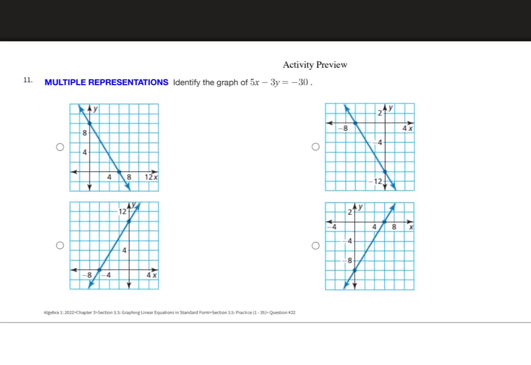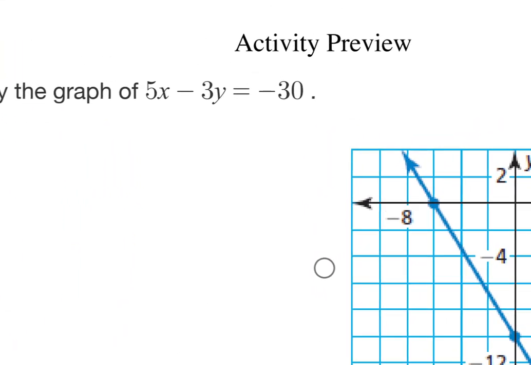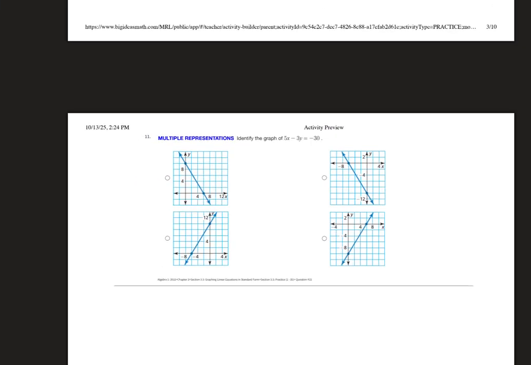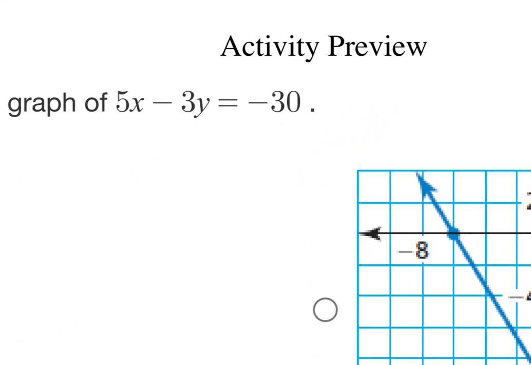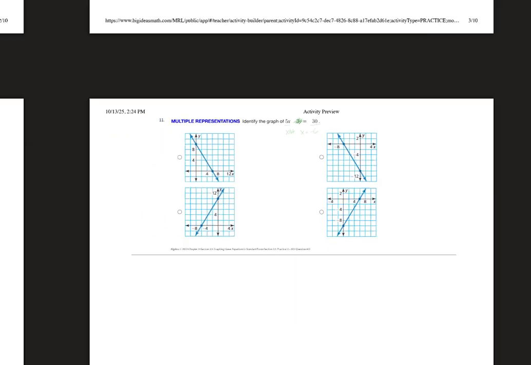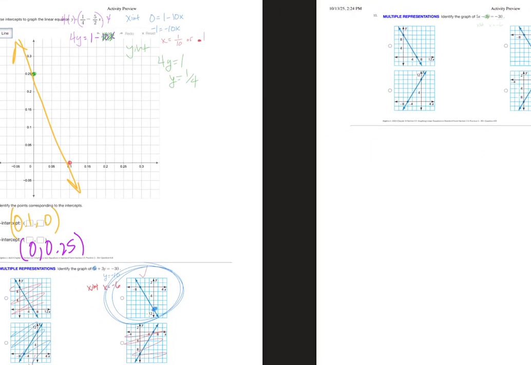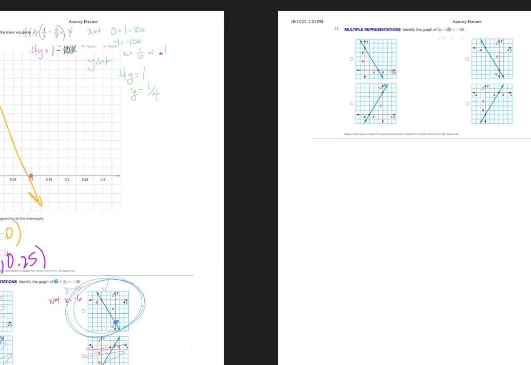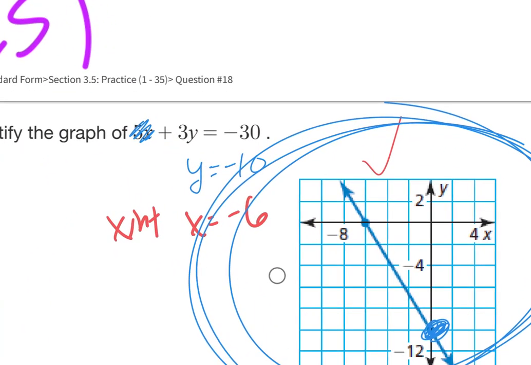Another one where it's identify the graph, no big deal. In fact, I like doing the multiple choice thing where I'm like, hey, not this one, so I'm going to keep going with that. The x-intercept is when y is nothing, so we get 5x equals negative 30. That's when x equals negative 6. This feels like the same problem. Oh, here's the difference.